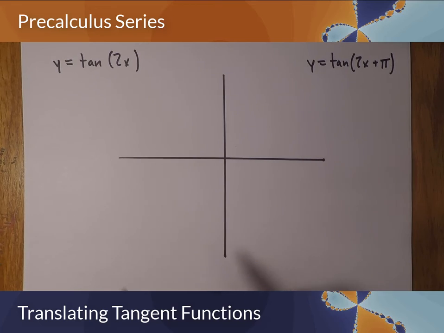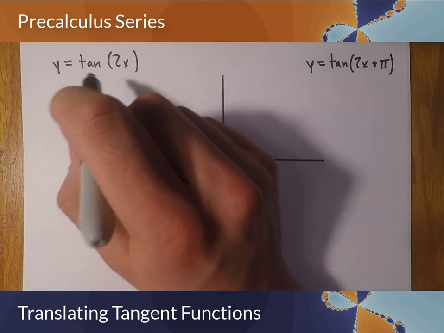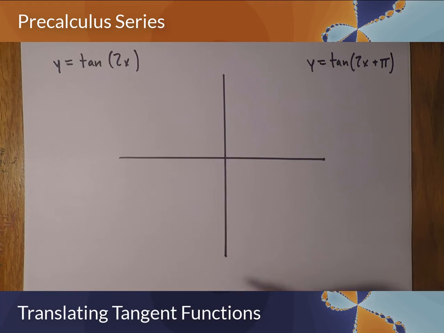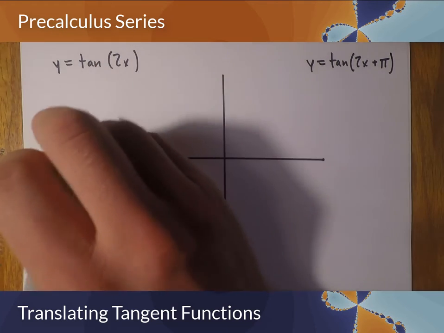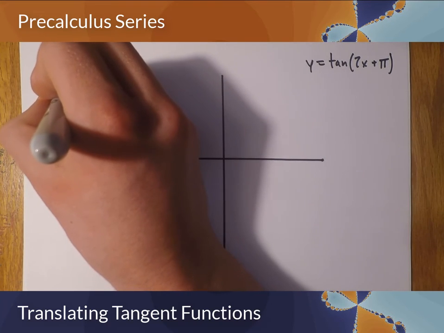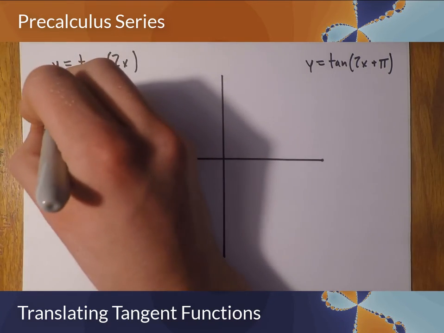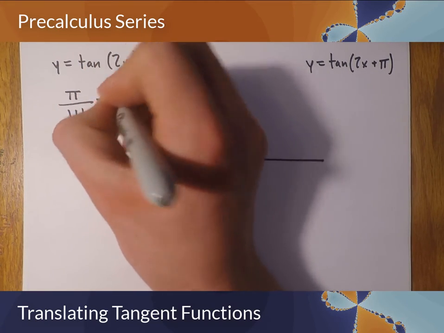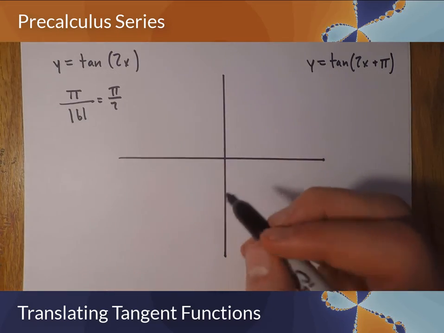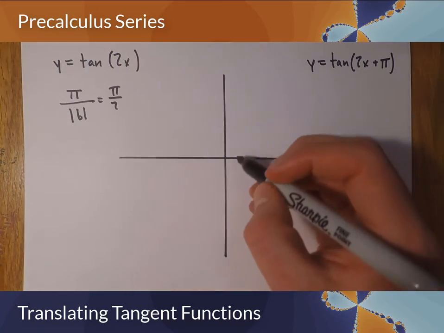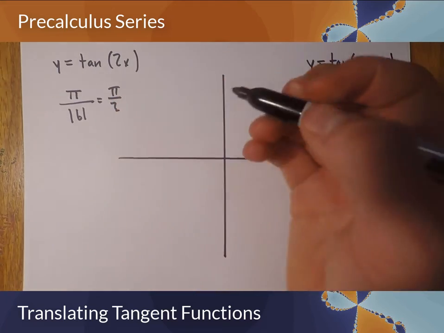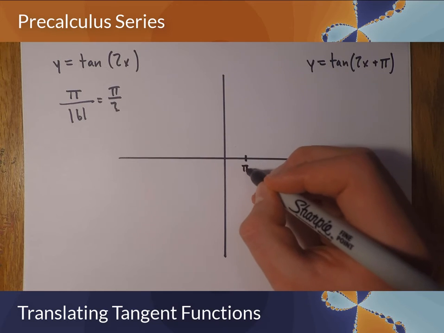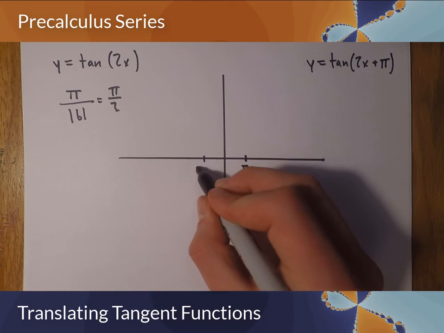All right, so for our next example, we're going to be graphing y equals the tangent of 2x and y equals the tangent of 2x plus pi. In order to do that, we first need to find the period, which is pi over the absolute value of b, which equals pi over 2. Since the period is pi over 2, it's half the period of the original tangent function. It has vertical asymptotes at pi over 4 and negative pi over 4.